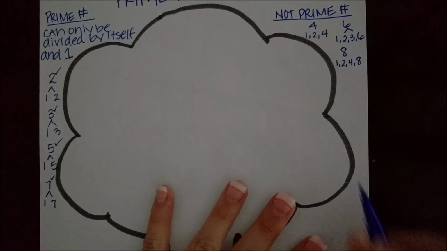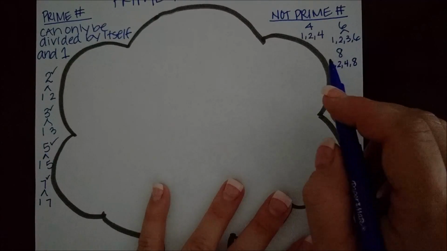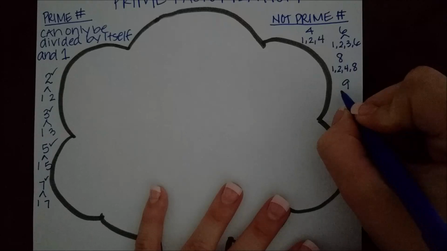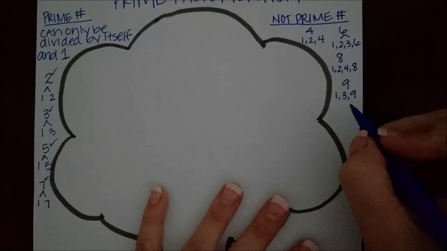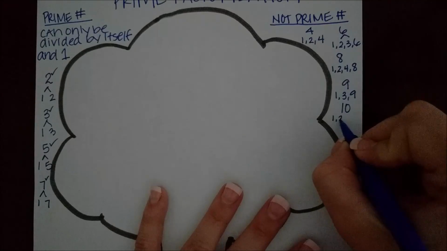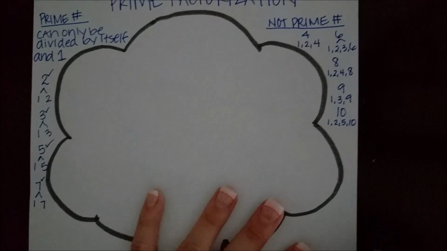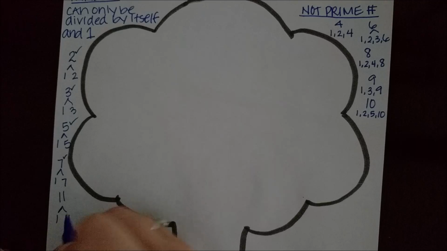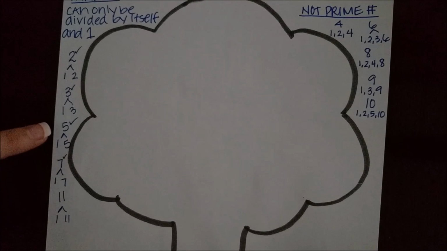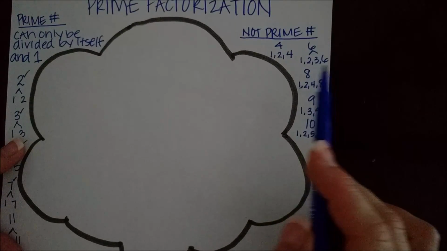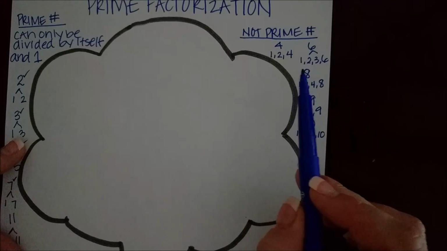9, let's think about 9. Where would you put 9? Not prime or prime? 9 is not prime. The factors of 9 are 1, 3, and 9. Remember, 3 times 3 is 9. So 9 is not prime. 10 is not prime. You've got 1, 2, 5, and 10. You get where I'm going here? 11 would be prime because 11 is only 1 and itself. So for prime numbers, our only factors are 1 and itself. Not prime numbers have factors other than 1 and itself, such as 1, 2, 3, and 6.